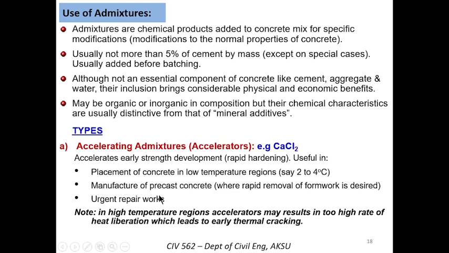They are used for manufacture of precast concrete where rapid removal of formwork is desired. So if you're doing precast concrete, you want to remove the formwork fast to increase your rate of production, you might use this accelerating admixture. And for urgent repairs, where you want the concrete to harden faster, you might use an accelerator. Now note that in high temperature regions, accelerators may result in too high a rate of heat liberated, and this leads to early thermal cracking.